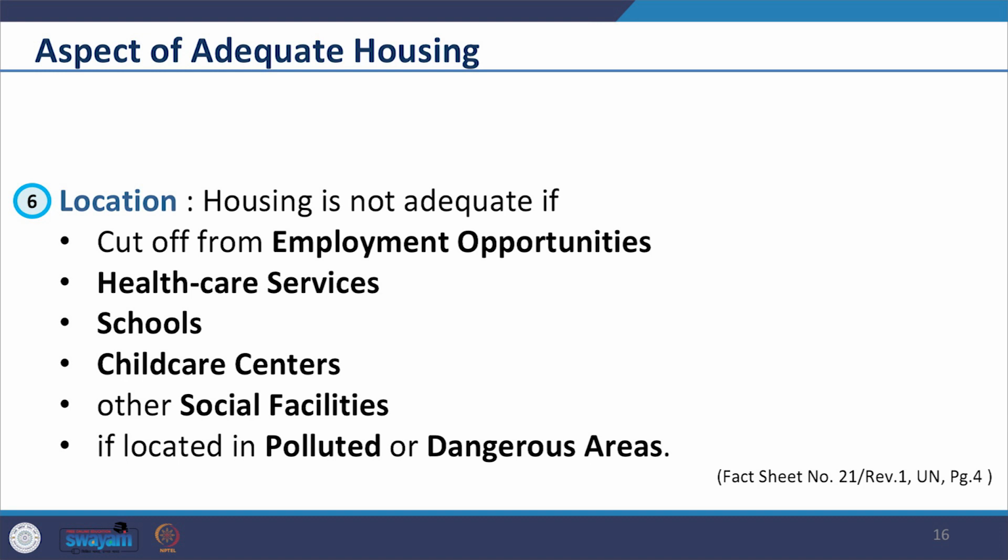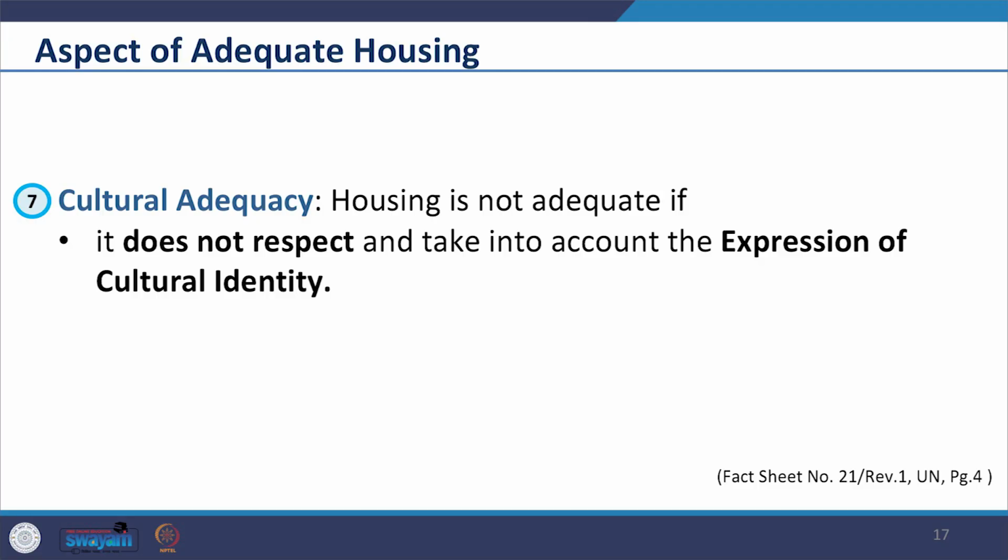We see location is also another aspect. Housing is not adequate if it is cut off from employment opportunities, healthcare services, schools, childcare centers, and other social facilities, or if it is located in polluted or dangerous areas. And finally, we see that there should also be cultural adequacy. Housing is not adequate if it does not respect and take into account the expression of cultural identity.